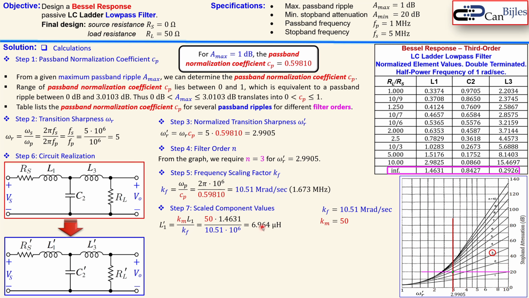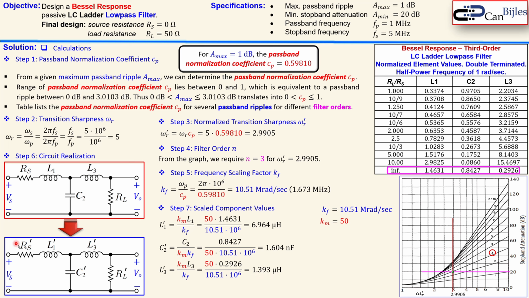C2 is done by taking C2 prime, which is then taken as the C2 from here: 0.8427 divided by the product of this magnitude and the frequency scaling factor. That's then 1.604 nanofarads. And L3 prime is really similar to the L1 prime, just with a different parameter from the table. That will be then 1.393 microhenries.